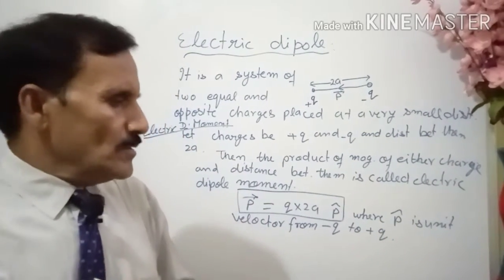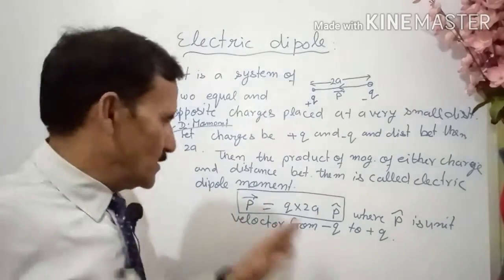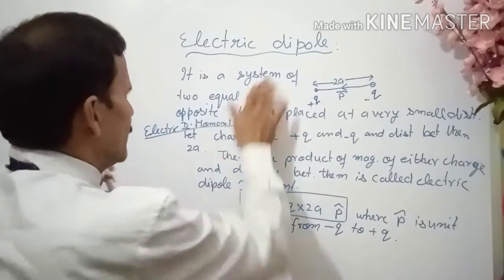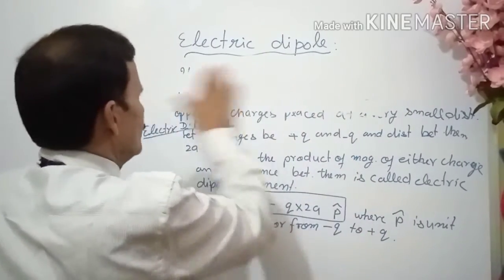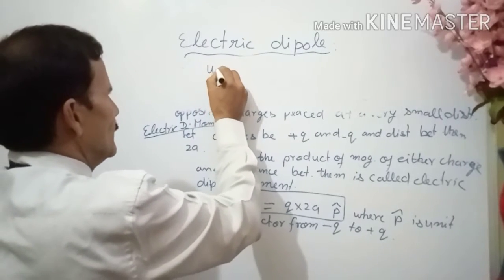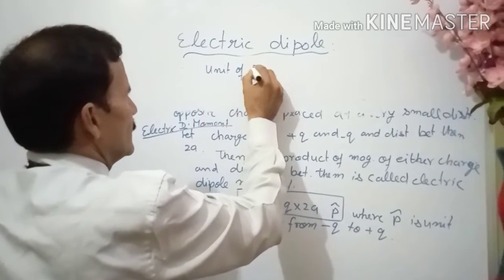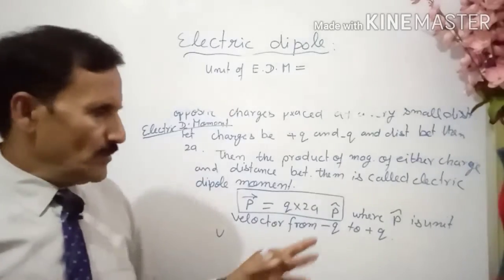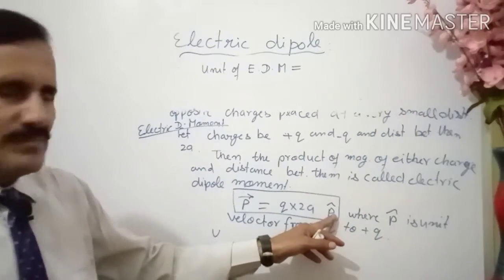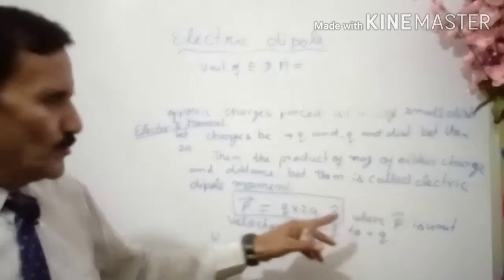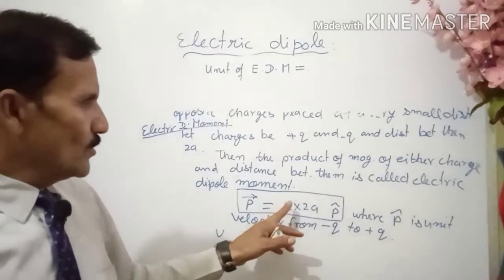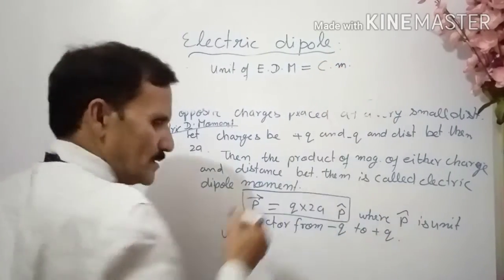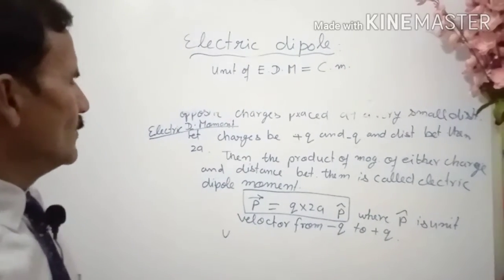Clear? Now what is the unit of the electric dipole moment? Suppose we are required to find the unit. The unit of electric dipole moment, by the formula, the unit vector has no unit, so it is simply q into 2a. So it is coulomb meter. Okay, SI units we are writing. So it is coulomb meter.